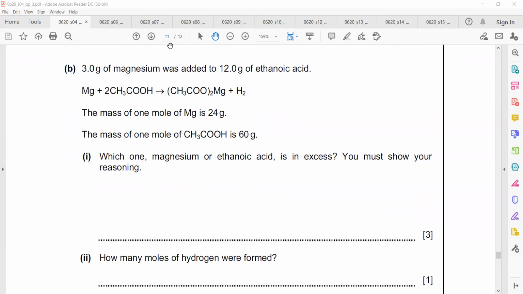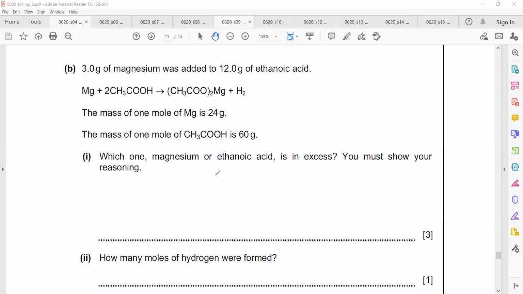Now in this question, 3 grams of magnesium was added to 12 grams of ethanoic acid. The mass of 1 mole is 24 grams for magnesium, and the mass of 1 mole of ethanoic acid is 60. Which one, magnesium or ethanoic acid, is in excess? Excess means more than enough, and you must show your reasoning. How can we work it out if we have the masses?